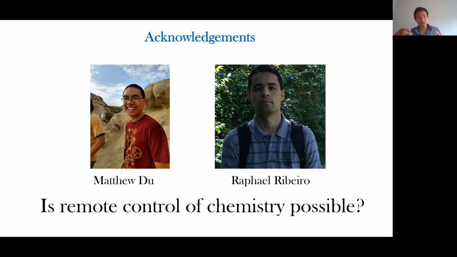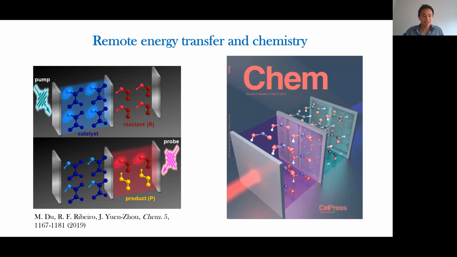Anyway, the question was, if we can do remote energy transfer across, say, microns, according to these calculations, can we do remote control of chemistry? So this is the idea. Suppose I have these catalysts that you need to excite, and then the reactants are in another vessel. In which case, if I excite the catalyst, I can see the product, but otherwise I don't see the product. So this was our idea.